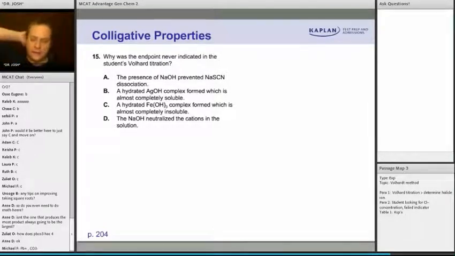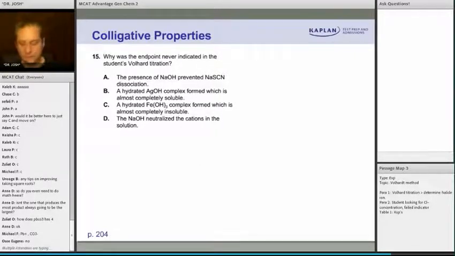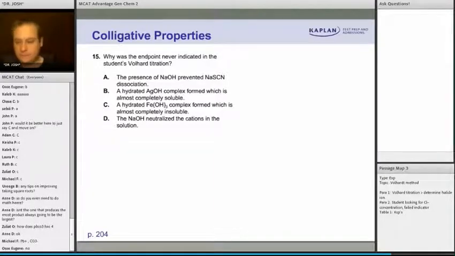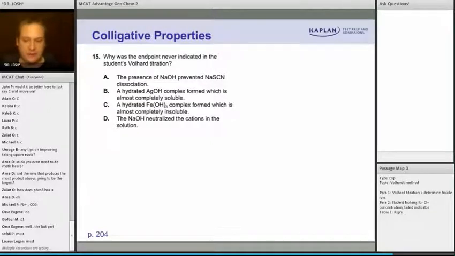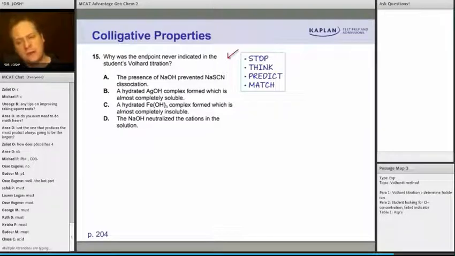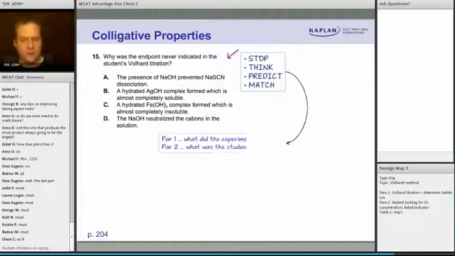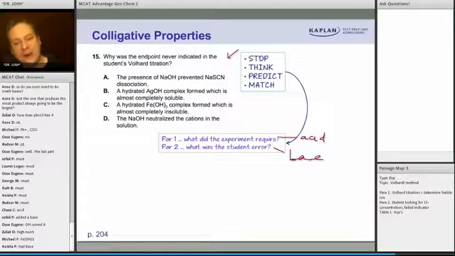Why is there no endpoint? There is paragraph 1. What did paragraph 1 say? What was that key word in paragraph 1 that if we overlooked it, we're going to lose some points on this one? Must. It must be acidic. So what happened in the student's test? Well, we go back and look at the student's test, experiment number 1. The experiment requires acid, but the student put in NaOH. The base ruined it.